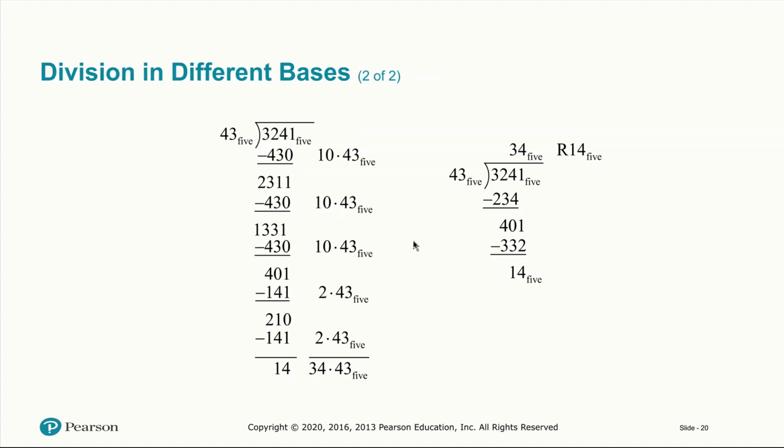All right, here we look at 2 different approaches for dividing 3, 2, 4, 1 in base 5 by 4, 3 in base 5. This method is actually longer but quite intuitive and simple to use, because we know that in base 5, just as in base 10, when you multiply by 1, 0, that's just going to add a 0. We've already seen this in previous lessons.